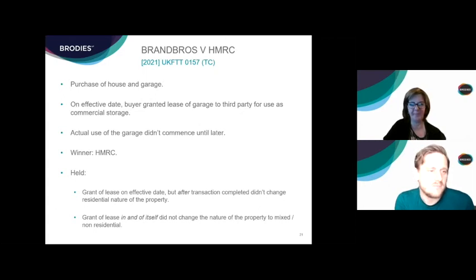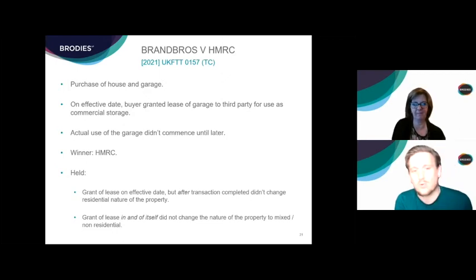The buyer purchased a house and garage and granted a lease of the garage to a third party for use as commercial storage on the same day as the purchase completed. But crucially, the lease was granted by the buyer and not the seller. And the actual occupation of the garage as a commercial storage unit didn't start until later. So the taxpayer tried to argue, well, this is non-residential because at the effective date, there was a non-residential use, a commercial use of the garage. And the tribunal did not accept that argument.